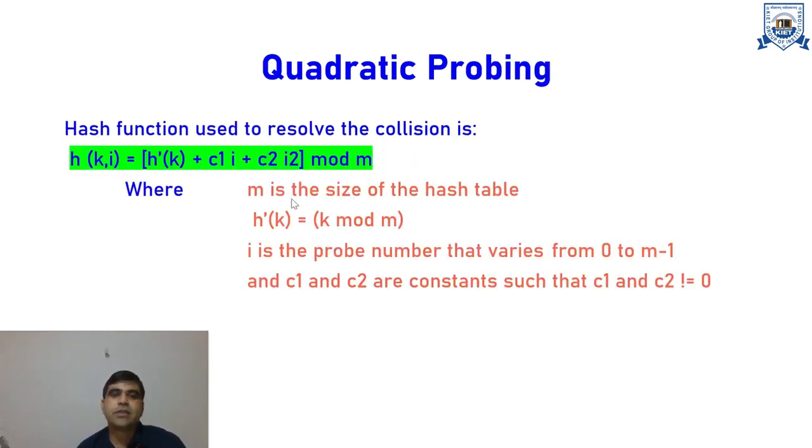The second probing method is called quadratic probing. Instead of linear probing, we do quadratic probing. It actually avoids the problem of primary clustering, right? In this case, the hash formula is something like this. See this, we have two constants C1 and C2, and we multiply C1 with I, and we multiply C2 with I square. So it is something like that.